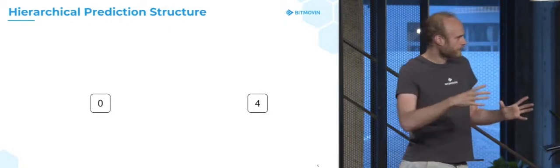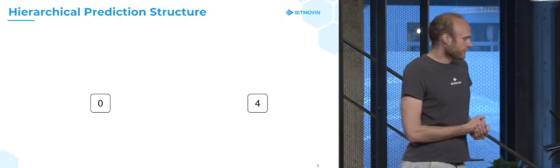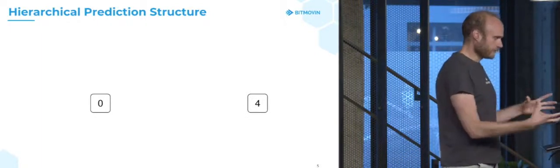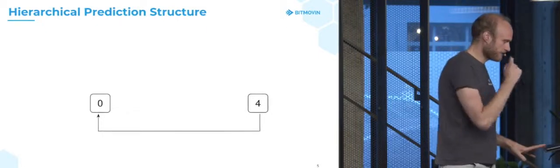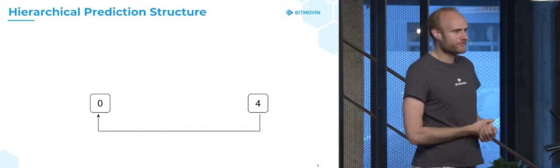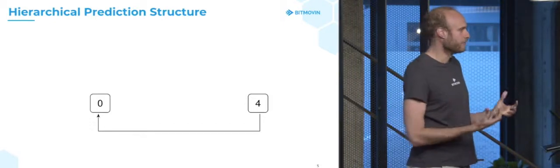Then we encode frame 4, which is 4 frames into the future. And of course, we use the information that we already have. We already have decoded frame 0 or encoded frame 0, so we can use that as a reference. So here we have this arrow, and basically this arrow means we use the information from frame 0.